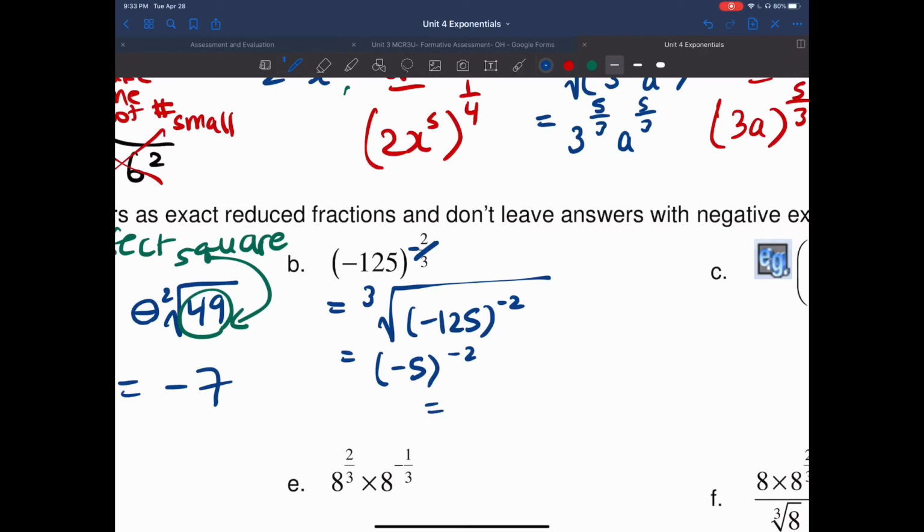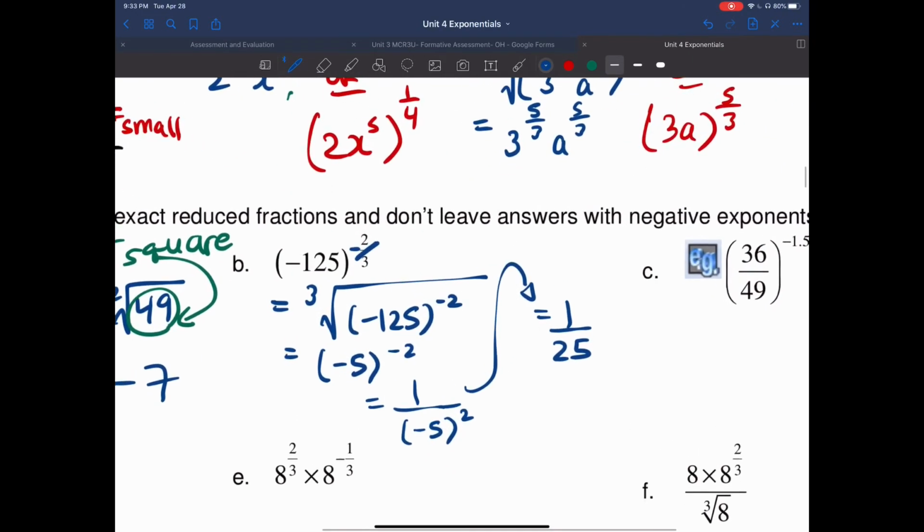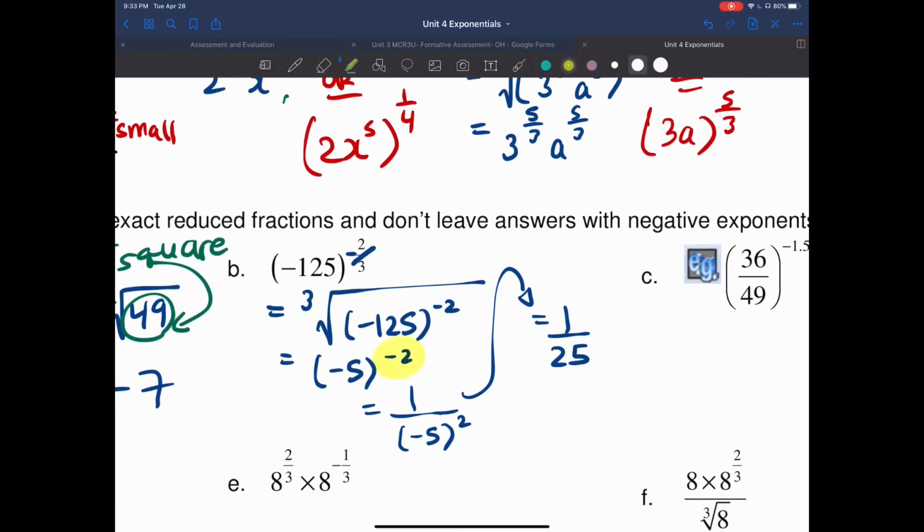And then I'm going to force it to be a positive exponent. How? By putting that into the denominator. Keep in mind my base doesn't change, but my exponent will turn to a positive. So it'll be a positive 2 as the exponent. And then next, I know what negative 5 squared is, and so it's simply going to be 1 over 25. So make sure that you are just changing the sign on the exponent as you go from the numerator to the denominator.